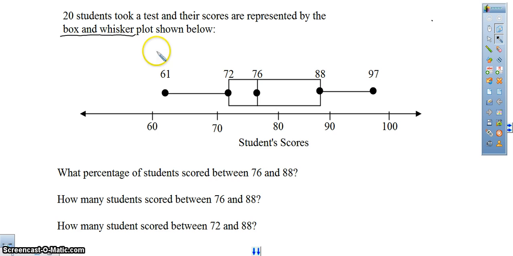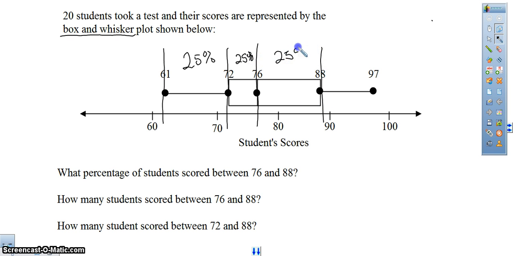Now, of the 20 students, 61 would be the lowest score and 97 would be the highest score. The rest of these scores divide up the students into fourths. So we have that 25% of the students score within each of these segments. And this is how all box and whisker plots are divided up.